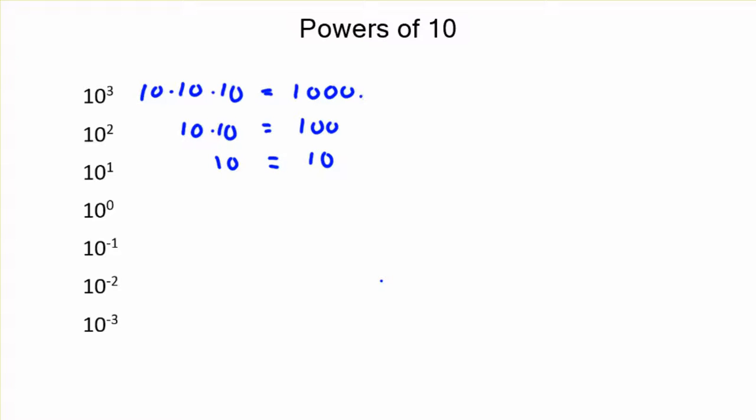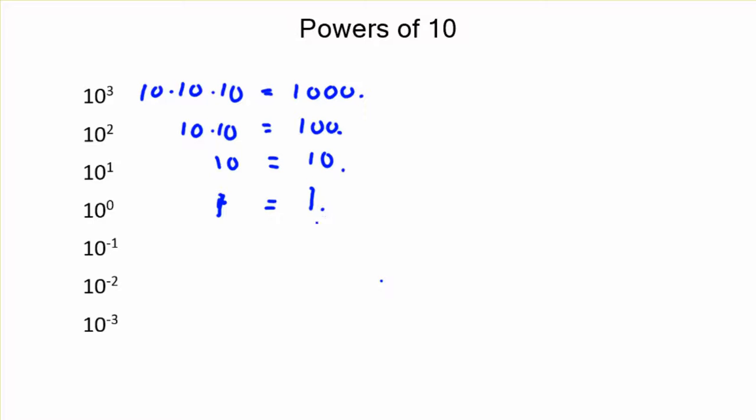Well, what happens with 0? Well, we're moving the decimal point over every time, so let's keep moving that decimal point over and see what happens. It's just 1. So 10 to the 0 power, anything to the 0 power is just going to be 1.